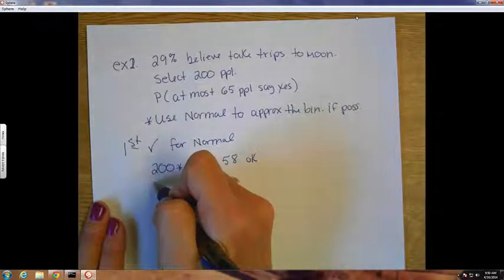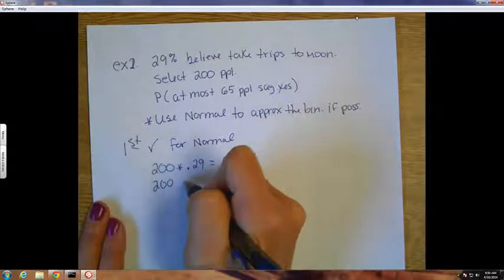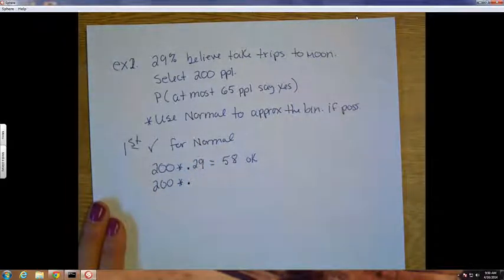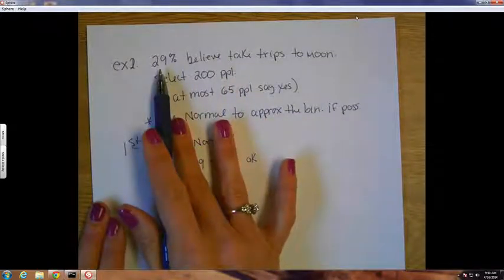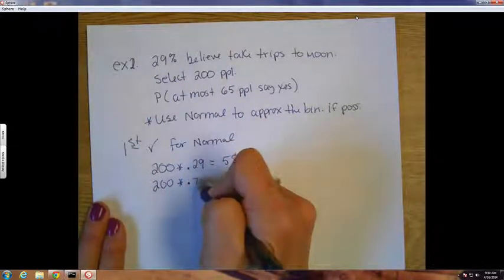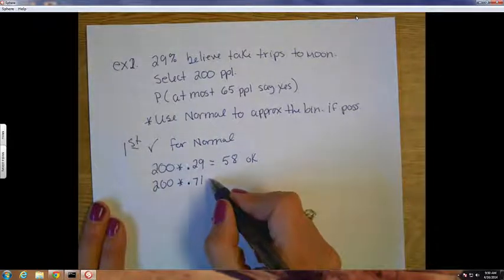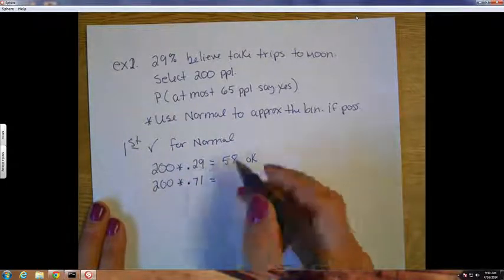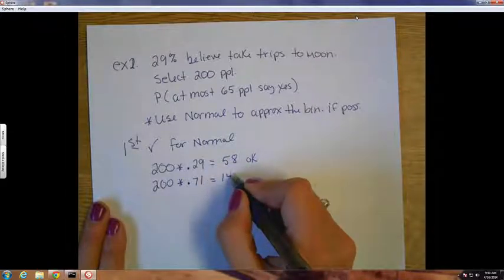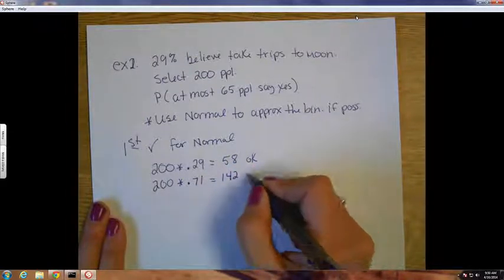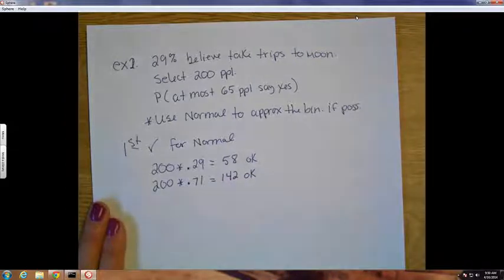The other part of the check, and do we really need to do this part of it? Well, to do the n times q. What's q going to be in this problem? The rest. What's off of 29? That'd be 71. I think this is even going to come out bigger because 71% is bigger. The rest of the people, what is it? 142. It's the rest of my 200 people. So we're good to go. We can use the normal to approximate the binomial.